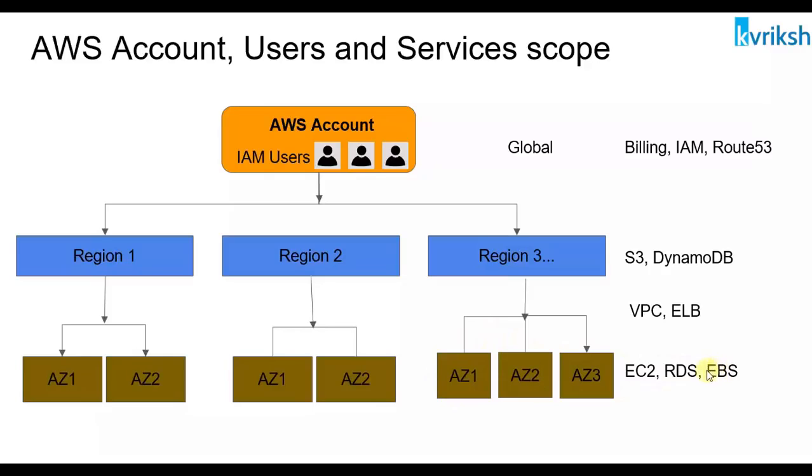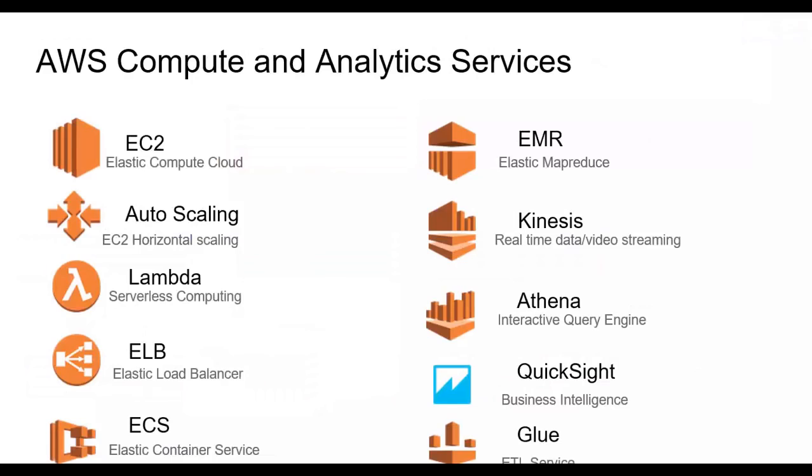We will see more services, but from this I want you to understand that different AWS services work at different levels, and this is the scope where the AWS account is a top level entity under which we have AWS regions, and then we have AZs in a given AWS region. Now let's move to AWS services. There are so many AWS services.